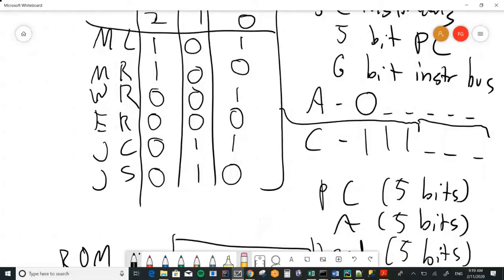So you could do that. You could NOT bits 2 and 1 and then AND them. Or you could use a NOR gate. In other words, we want that load bit to be a 1 when both of these are 0. So with an OR, you get a 1 unless you've got 2 zeros. So with a NOR, you can put in 2 zeros and get a 1.